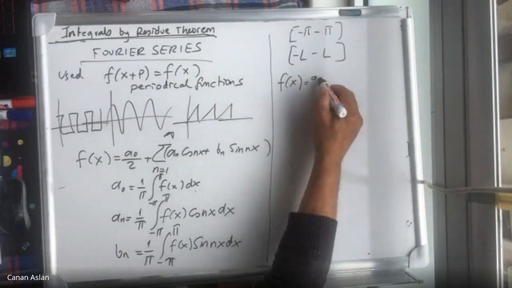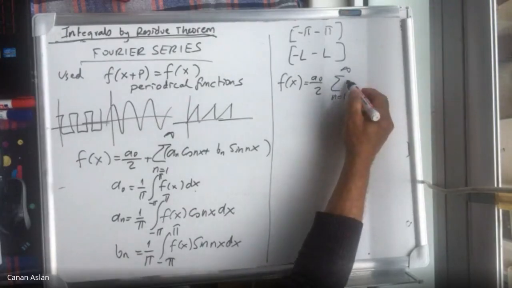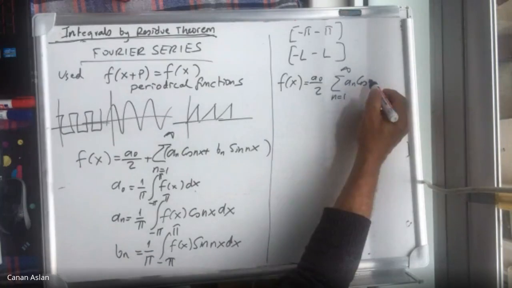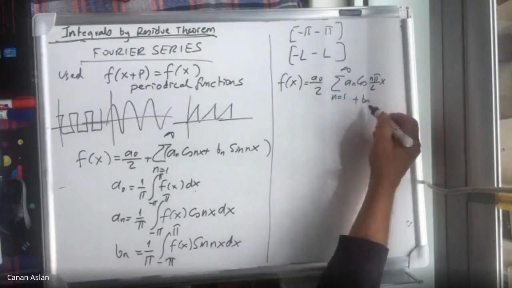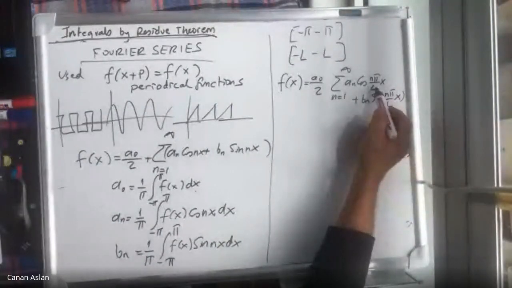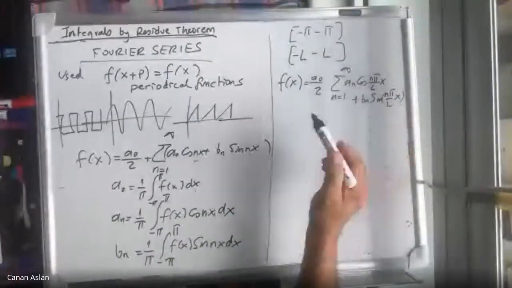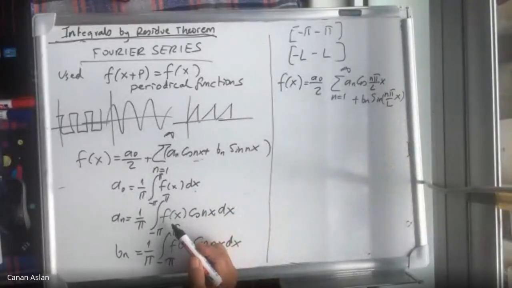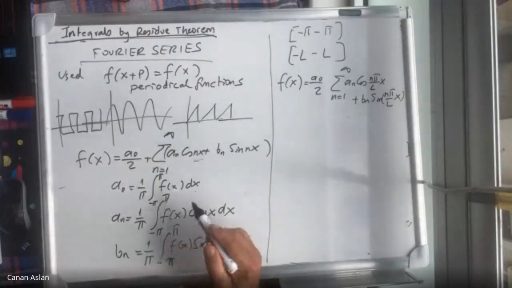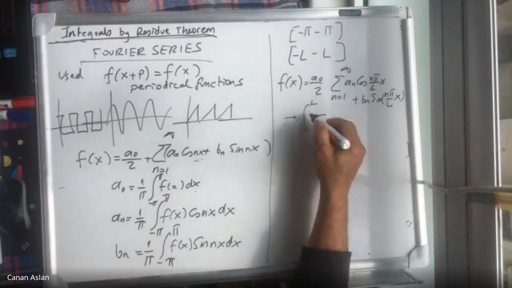f of x is equal to, again, a0 over 2, plus the sum from n equals 1 to infinity of an cosine, not nx, but n pi over L x, plus bn times sine n pi over L x. As you see, at L equals pi, with limits minus pi and pi, this is exactly the same as before, so this cancels L in the denominator. The coefficients are given exactly like this, but for all the limits, the integrals will now be from minus L to L. So all the limits will be taken like that for L.